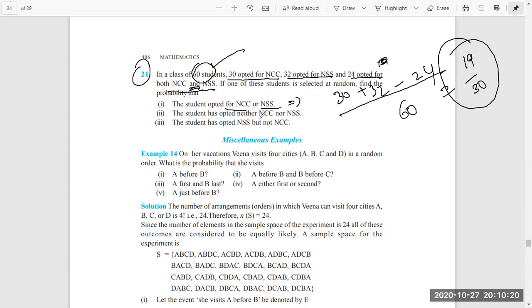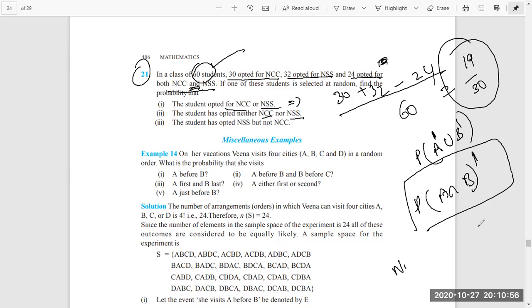Now, the student has opted neither NCC nor NSS. If A is NCC, then this is the probability of A complement union B complement. Nor means not. So this is nothing but P of A intersection B whole complement, meaning the probability of not A and B. Not choosing A and B.